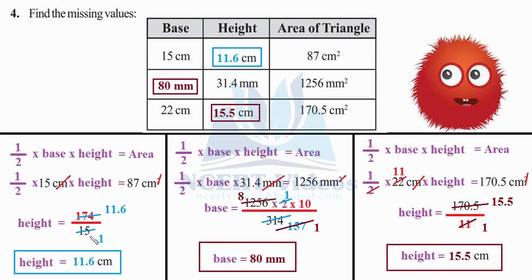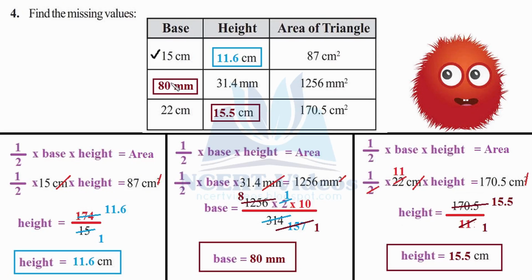1 15 is 15, 15 1s are 15, 2 is remainder, now it becomes 24. Again 15 1s are 15, 24 minus 15 is 9. Then we will put decimal because we are not left with any digit, and decimal adds 0 to it. So you have 90. So 15 6s are 90. That is 11.6 centimeter is your height, and you write it here.